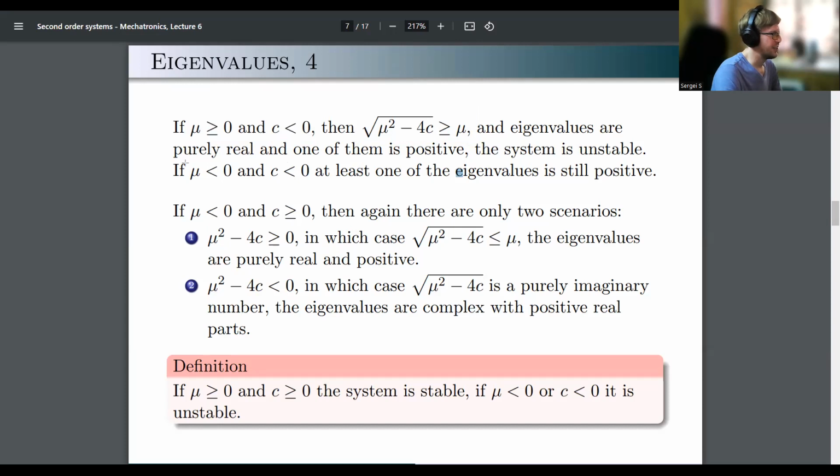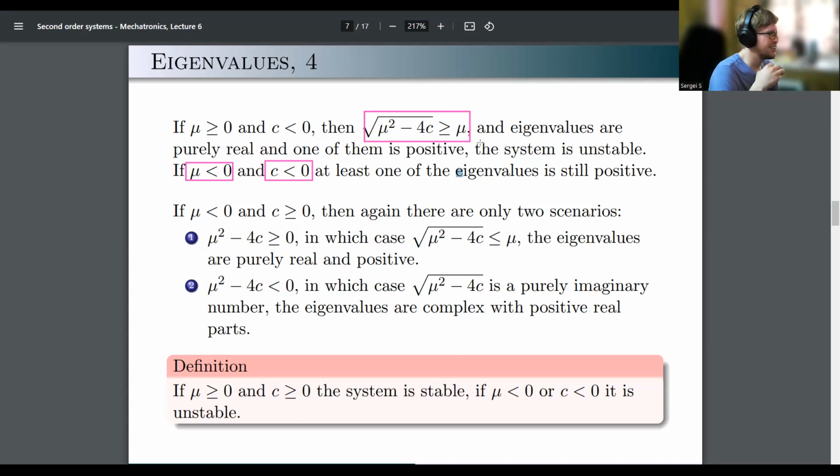Now consider another scenario. Mu is less than 0 and C is less than 0. Okay, so both of them are negative. Well, this situation here remains exactly the same because mu is being squared.